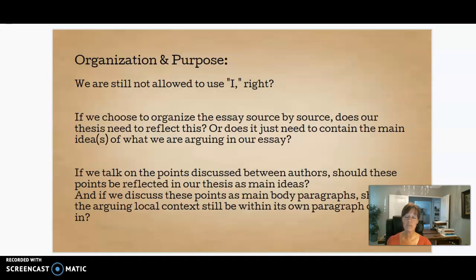Anyway, so moving forward, there's more questions under organization and purpose, and these are fantastic questions. First one, are we still not using I, first person I? And the answer is we are sticking with third person, okay? Simply because that is what is expected in this genre of formal academic research. The audience will expect that. That is what is valued as the type of formal writing expected.